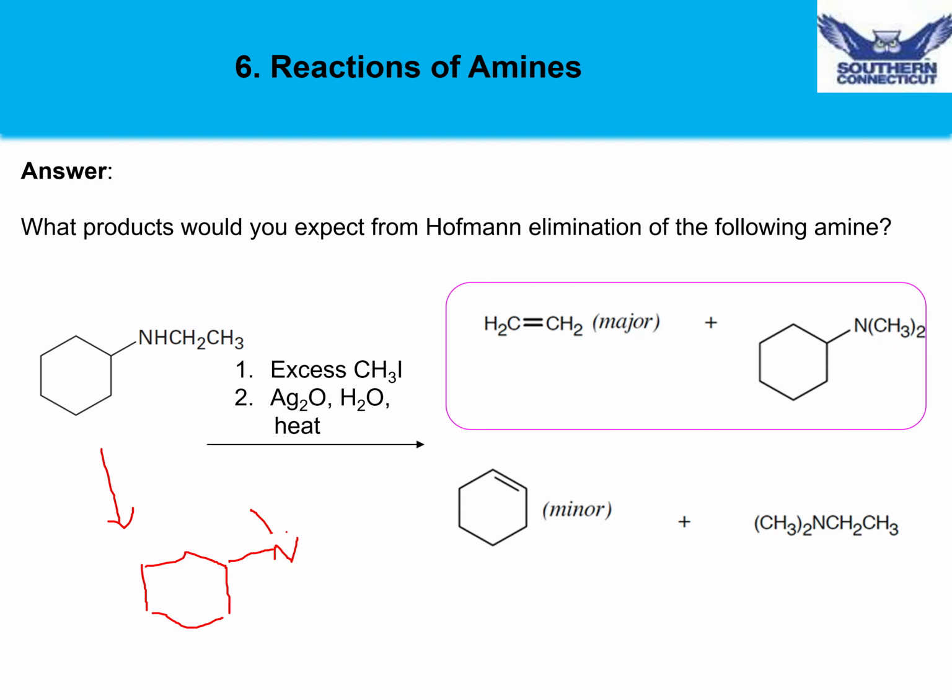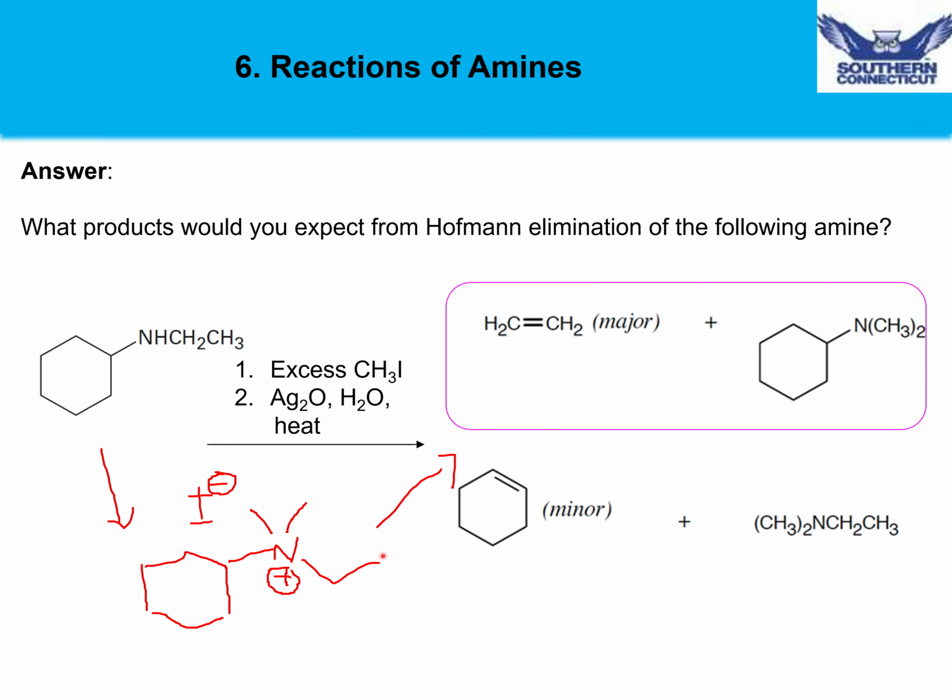It will have two methyl groups, an ethyl group that was already on there, and a cyclohexyl group which was already on there. We'll also have a positive charge on the nitrogen. We'll have a counter ion, iodide. Then once we add silver oxide and water, we can do the Hofmann elimination portion of the reaction.